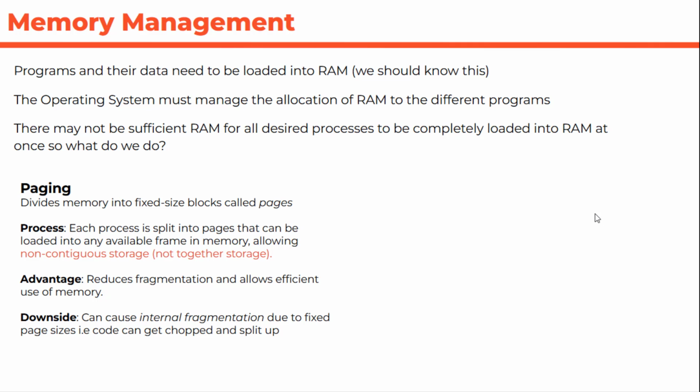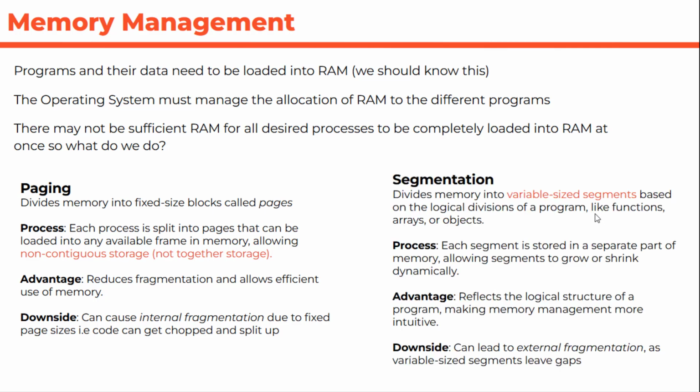The advantage is it reduces fragmentation and allows efficient use of memory, but it can cause internal fragmentation due to fixed page sizes. So, for example, code can get chopped and split up, which then requires the processor to bring it all back together. Over time, things can get fragmented more and more. And in modern machines now with lots of random access memory, that can be even more of a problem.